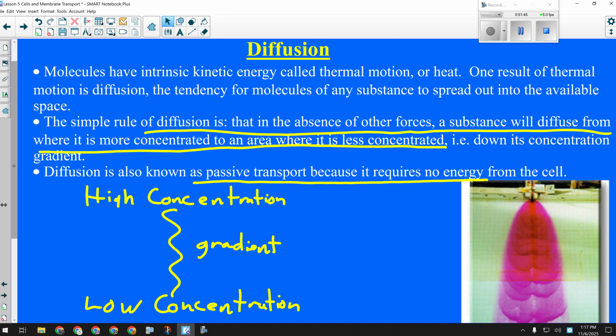All of it, or some of it, or none of it? Some of it. Okay? This is not like targeted delivery. This is a shotgun approach to cellular transport. Does everyone know what I mean when I say shotgun approach?